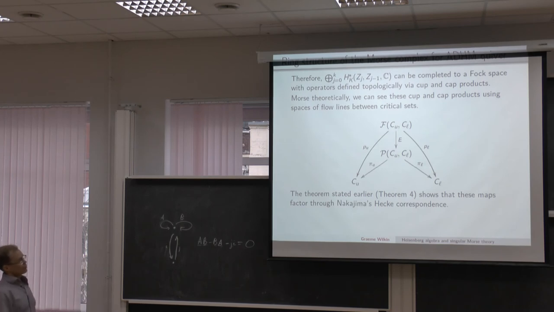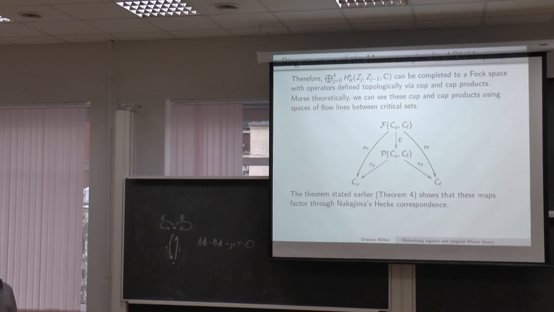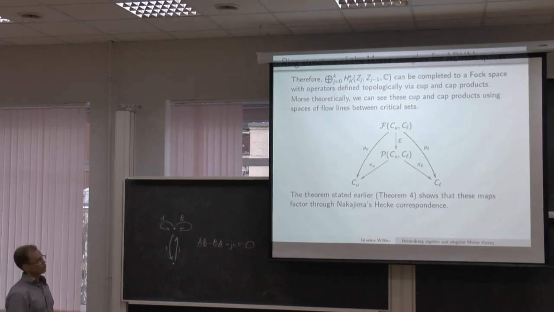So to do that, this direct sum of these contributions from the critical sets looks like Fock space with respect to this completion. And the operators are defined topologically. More geometrically, we can see this using these flow lines. So what we said before, that this space looks like Nakajima's Hecke correspondence after retracting and dividing by the group action, that means that these operators factor through the Hecke correspondence.